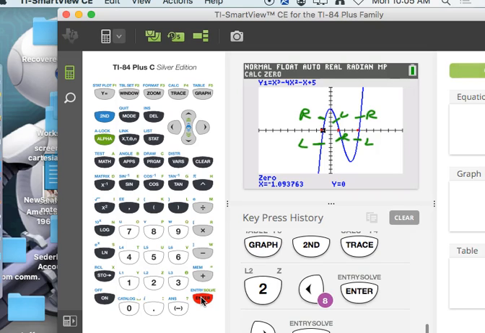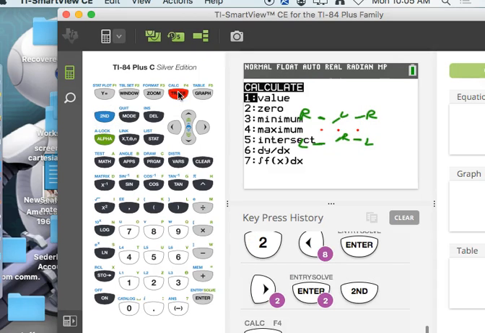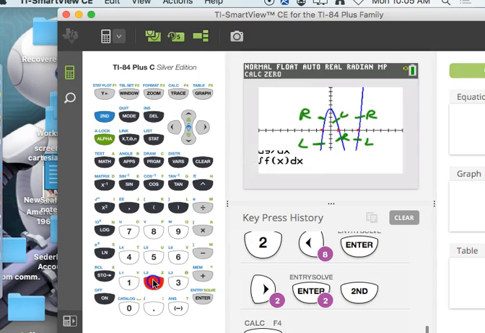-1.09. The others aren't perfect either, so we've got to use Blinky to find those. So we'll do second trace again. And then we're going to do the zeros, number 2.